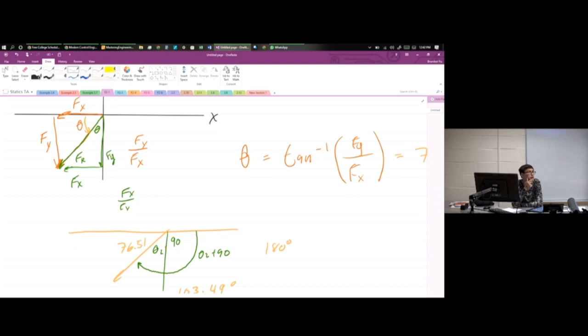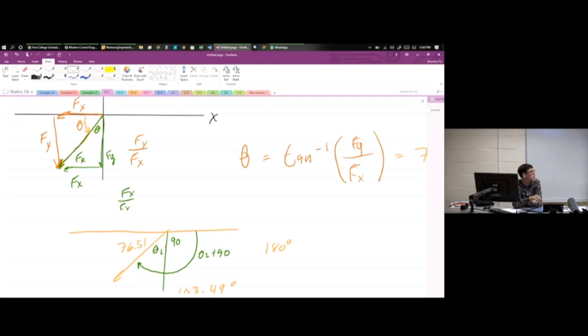There are a lot of situations where they'll ask for clockwise from the x-axis. It's 100% up to the question. I've seen clockwise from the y, clockwise from the x, counterclockwise from the y, counterclockwise from the x. It just depends on what the question is looking for, right?